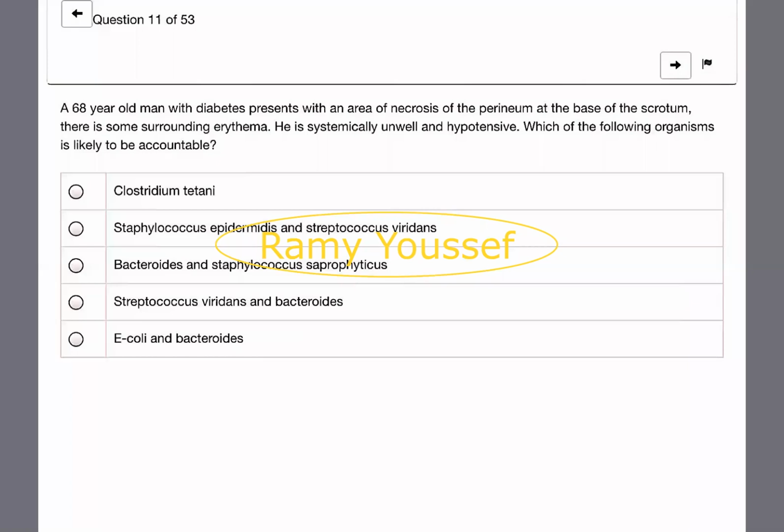Okay, Clostridium tetani, Staphylococcus epidermidis and Streptococcus viridans, bacteroides and Staphylococcus saprophyticus, Streptococcus viridans and bacteroides, E. coli and bacteroides. Fournier gangrene, Clostridium tetani, I think. Streptococcus and bacteroides. Streptococcus viridans and bacteroides. No.